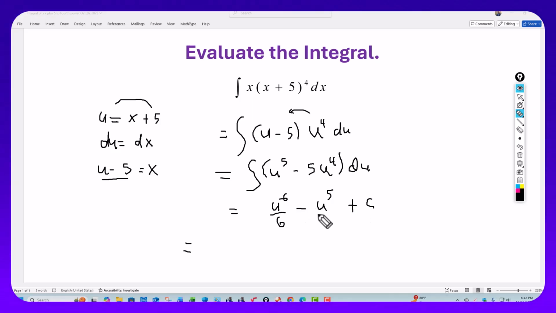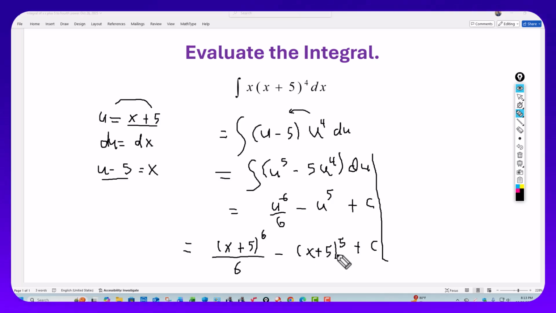Now we go back to the original variable, which was x. So you have a u with the x plus 5. So it'll be (x plus 5) to the 6th power over 6, minus u to the 5th, and u is (x plus 5) to the 5th power here, and then plus the constant of integration, which is c. And this is your answer here.